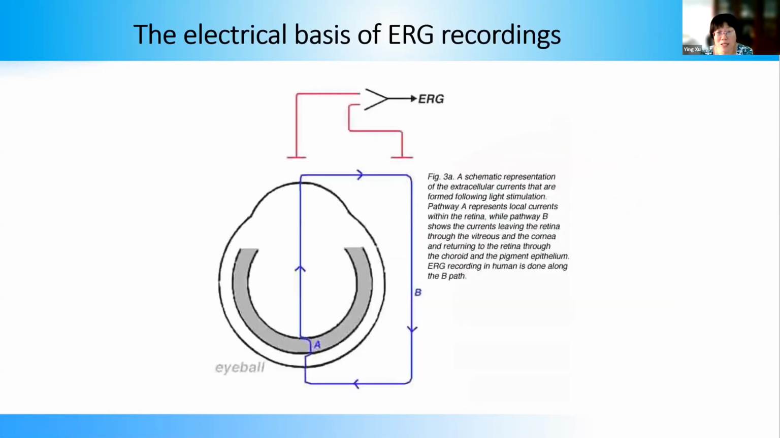And so the electric basis of ERG recording actually is quite simple. When the light flashes on the retina, the retinal neurons will give an electric signal. The signal, the electric current, will flow out of the retina, out of the vitreous, out of the cornea, and through the choroid and the pigment epithelium and then back to the eyeball. So when we put the electrode on the cornea, we can record the current on the path B pathway. So that's the electric basis of ERG recordings.